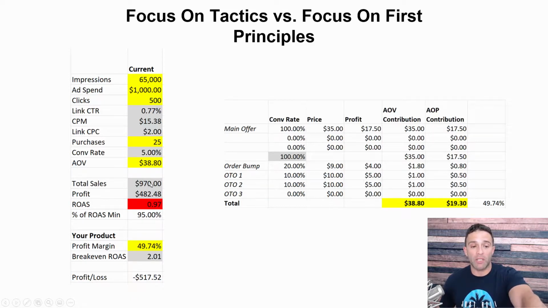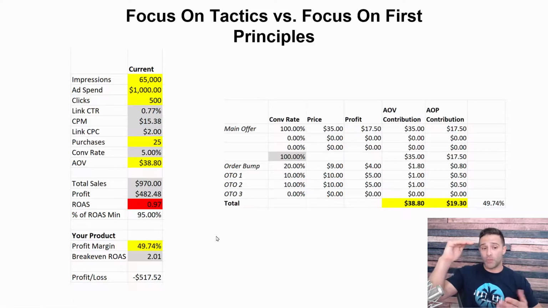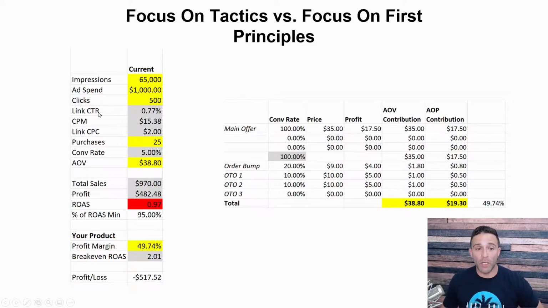So we had $970 in sales divided by $1,000 in ad spend. So that's going to be a little less than 1, which it is, 0.97. And our break-even was 2.01. So that is well below. Remember what I said. Your break-even is 2 in this case. We're at 0.97. So 0.97 is a bad ROAS. So when we look at this, we lost $517.52 because we made $482 in profit based on our 49% margin minus our ad spend. We lost $517.